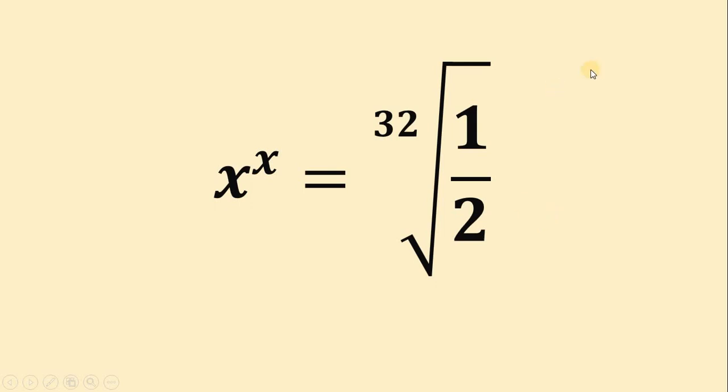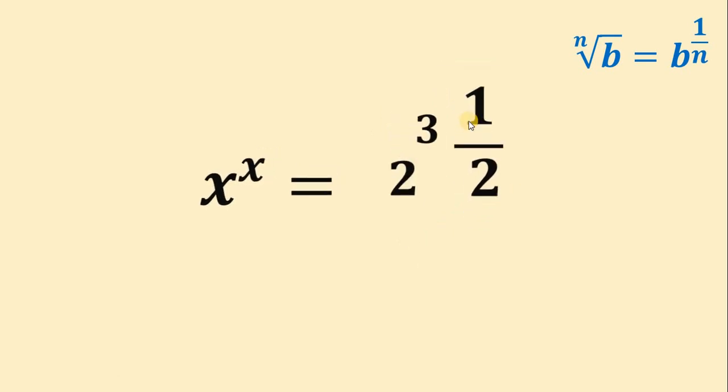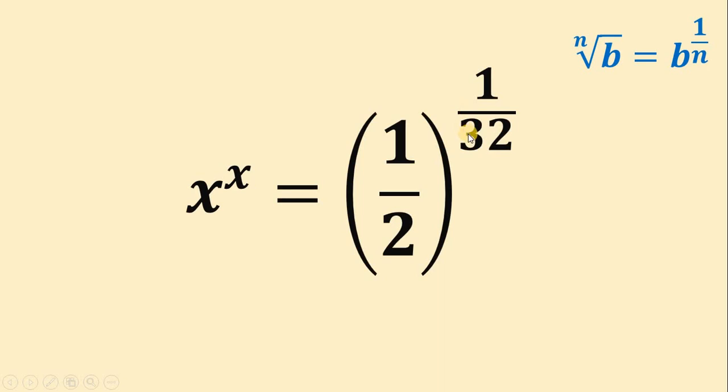And now let's take a look at some laws of exponent. If we have the nth root of b, it is equivalent to b raised to 1 over n. Therefore, the 32nd root of 1/2 can be written as 1/2 raised to 1 over 32. And now, our goal is to have a number raised to that same number. And we know we have 1/2 raised to the power of 1 over 32. So how can we do that?